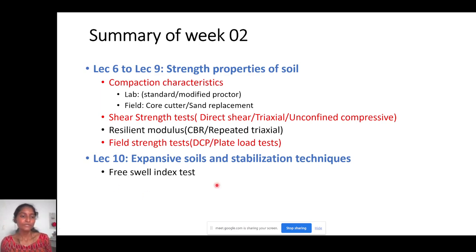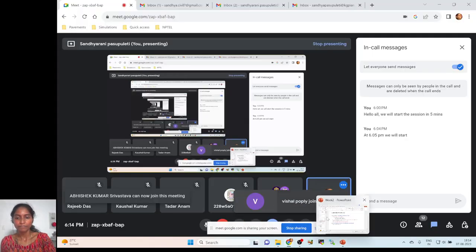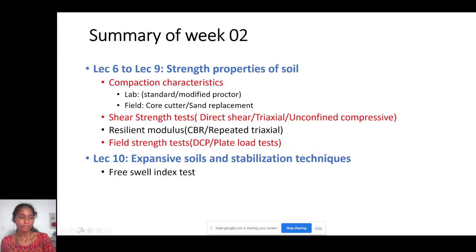In lecture 10, we completely studied expansive soils and their stabilization techniques. We also studied how to determine whether the given soil is expansive or not. For that, the free-swell index test is what we studied. In addition, what are the types of stabilization techniques available? Why do we choose only certain techniques and not everything? These things are discussed in detail in the video lectures.